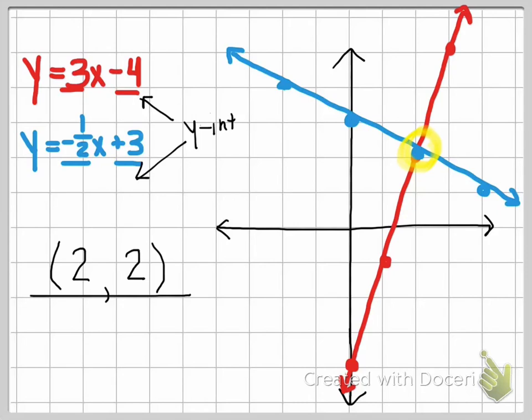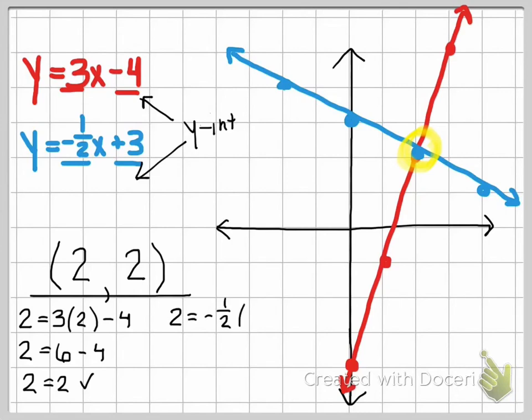So if I wanted to check this, I could go ahead and plug (2, 2) into my equation. So let's do that. If I have 2 equals 3 times 2 minus 4, that was our red equation. I'm going to go ahead and solve the math on the right side, and I do get 2 equals 2. So that checks out to let me know that (2, 2) works in the first equation. Now, it should also work in the second equation.